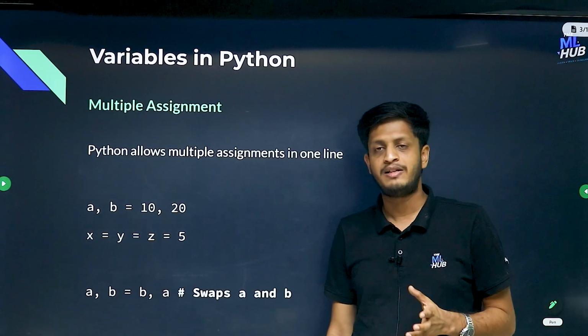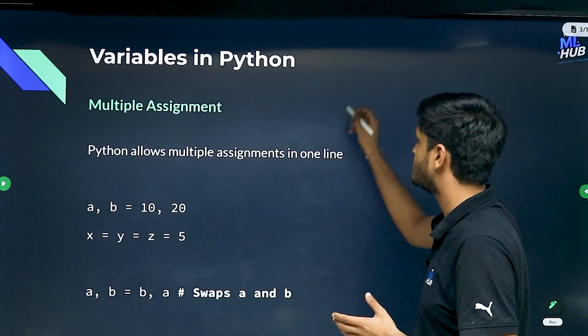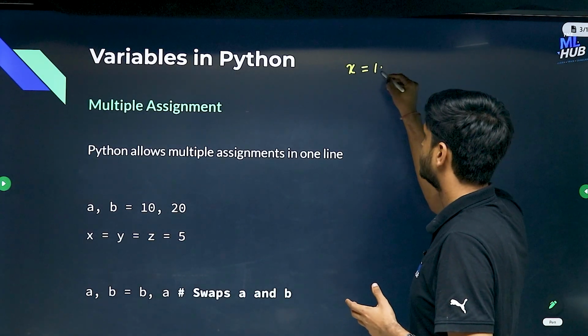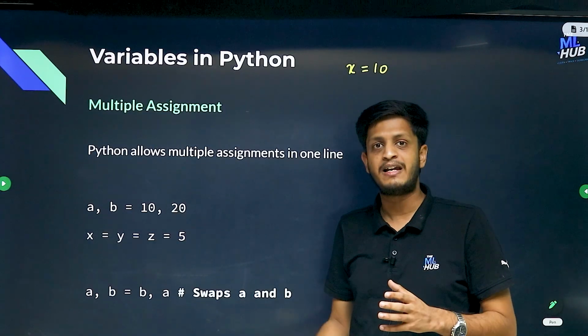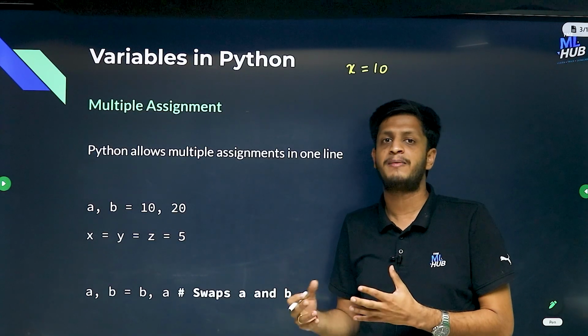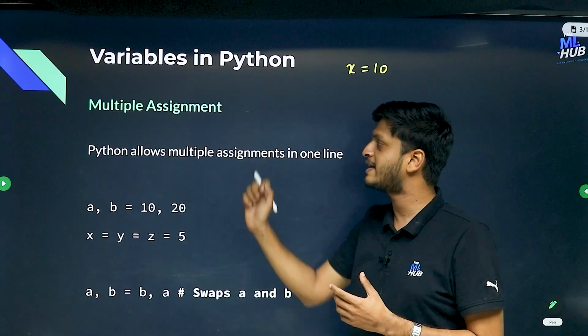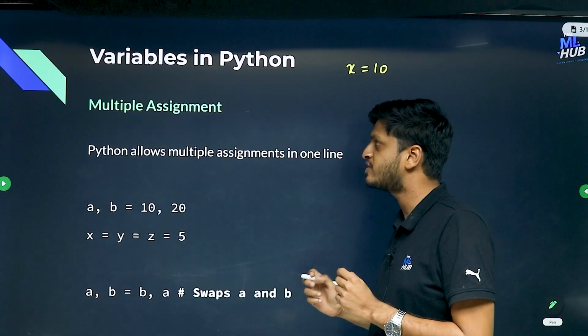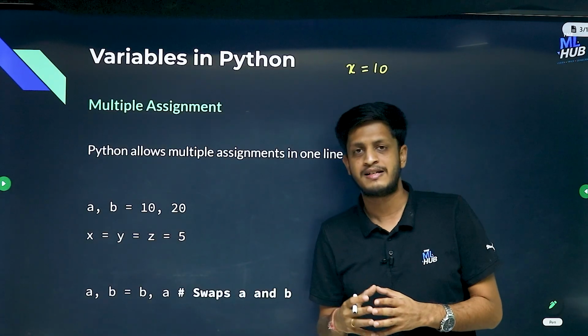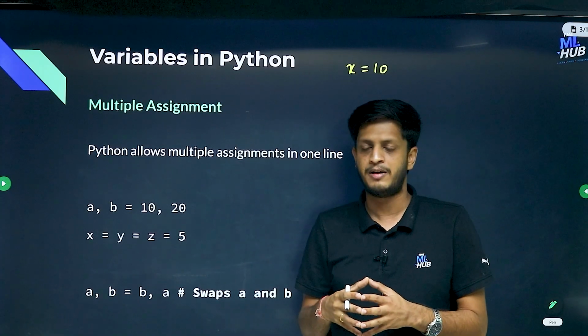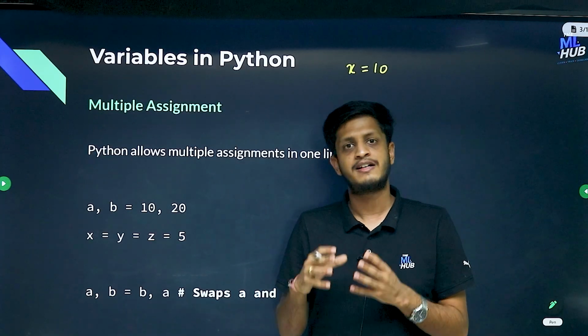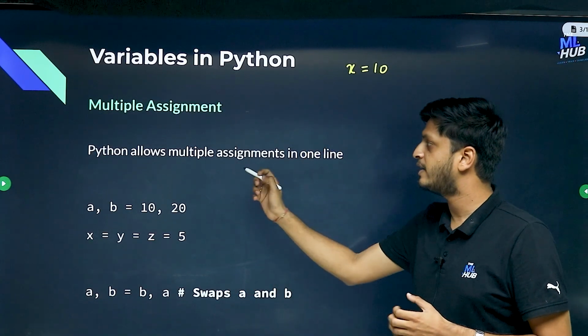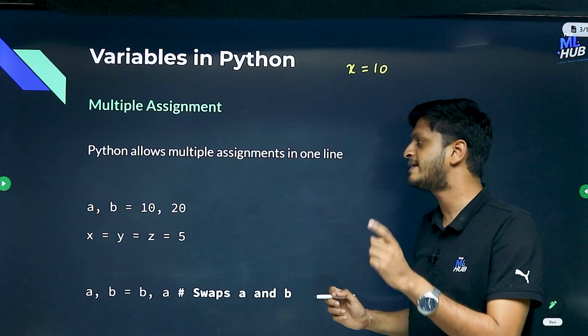Now in Python you can assign variables just like this, x equal to 10. And you can actually assign multiple values to multiple variables at once also. So multiple assignment is possible in Python. It is generally not allowed in many programming languages. C, C++, Java don't have multiple assignment. Only Python has it, and it is a beautiful concept. So Python allows multiple assignments in a single line.